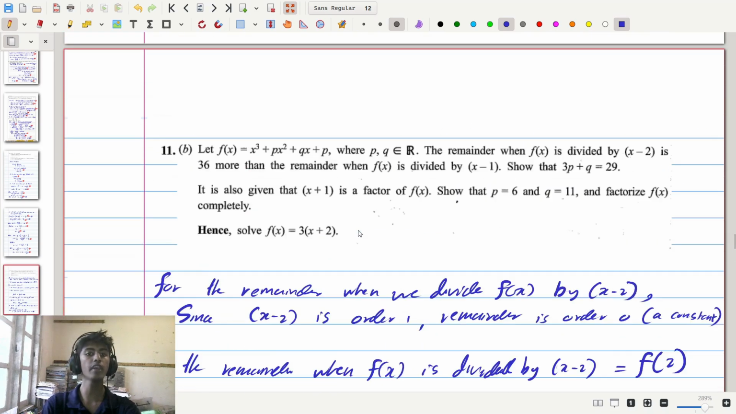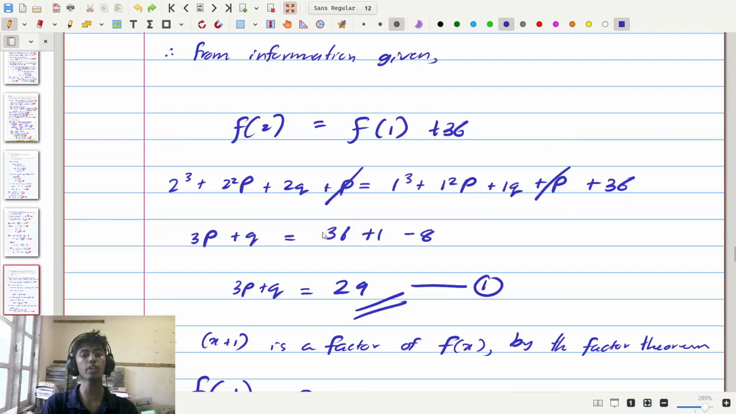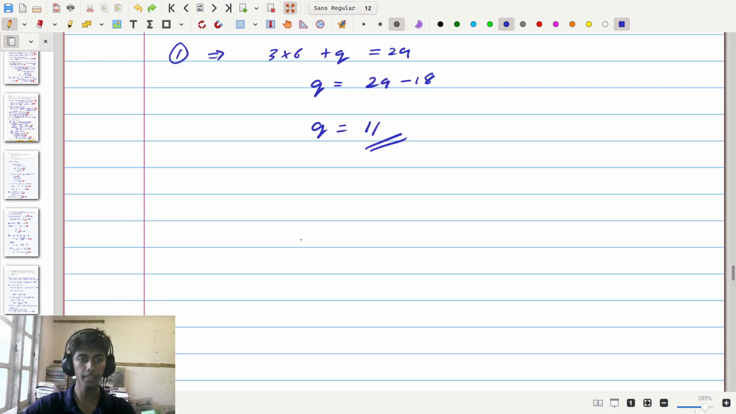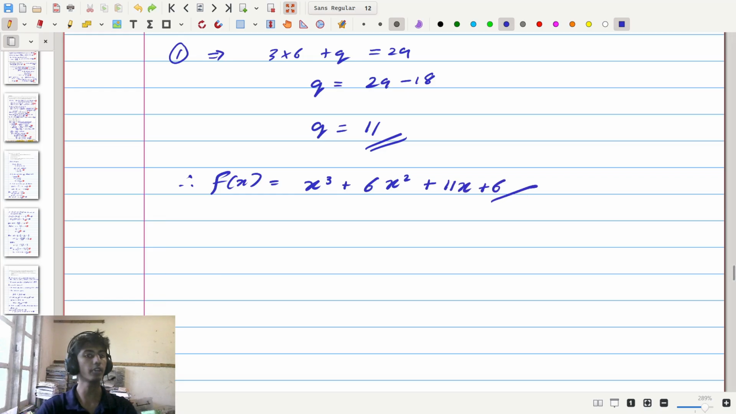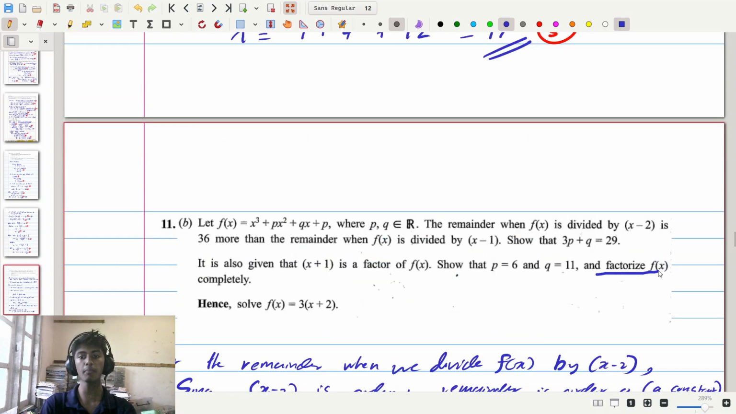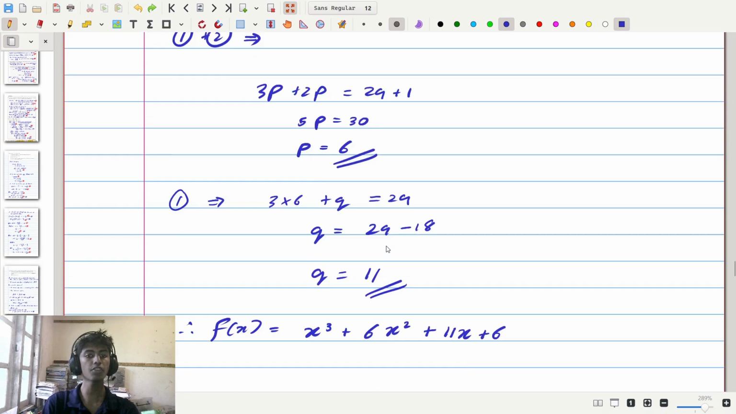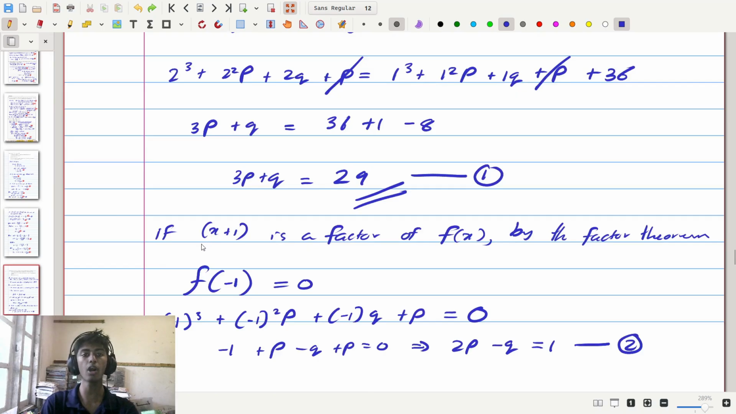So now we know the values of p and q, and therefore we can rewrite the function. f of x is equal to x cubed plus 6x squared plus 11x plus 6. There we go, we have now found f of x. Now what we're finally asked to do is to factorize f of x completely. So what we can start with is the fact that f of x has a factor of x plus 1.